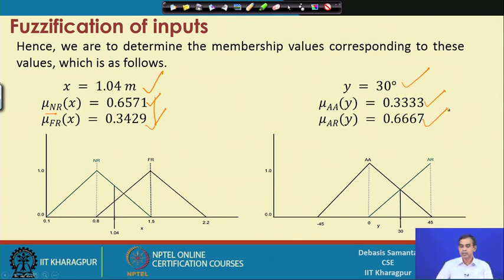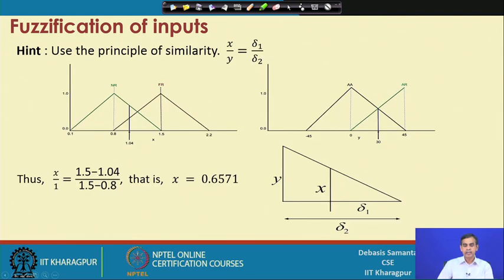Now, the question is how this calculation is obtained. This calculation can be obtained using similarity of triangles, and it is a very straightforward calculation. So, let us see how it can be calculated here. The idea of this calculation is given like this. It basically follows the principle of similarity. Principle of similarity means if we consider this one triangle and this another triangle, these two triangles are similar triangles.